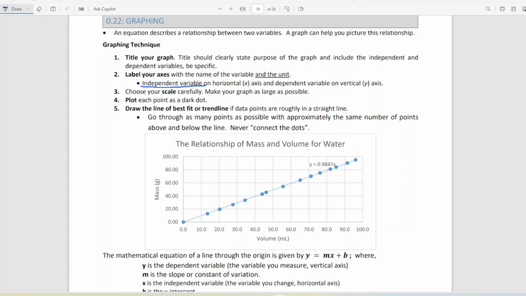So the independent variable always goes on your x-axis, it's the one that you control, and your dependent variable is your y-axis. You want to make sure you choose a scale carefully. Now, as long as you're doing this computer generated, it does that for you, but you want to make your graph as large as possible if you're doing them by hand. Each point should be plotted as a dark dot. Again, the computer does this for you. And then you want to make sure you understand what a line of best fit means, which on a computer is the trend line. You're going to draw a line that best fits the data.